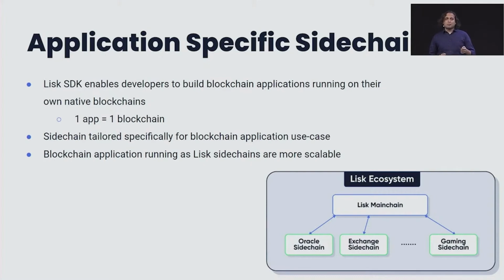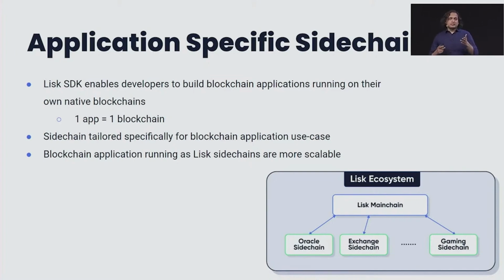Now let's look at an example of 3 applications across the 2 ecosystems. For example, there is an Oracle application, a decentralized exchange, and a gaming application. If these existed on the Ethereum mainnet, they would have to compete for block space among themselves and also with the other apps. Also, their users would need to pay higher gas fees to get better transaction inclusion in the mainnet.